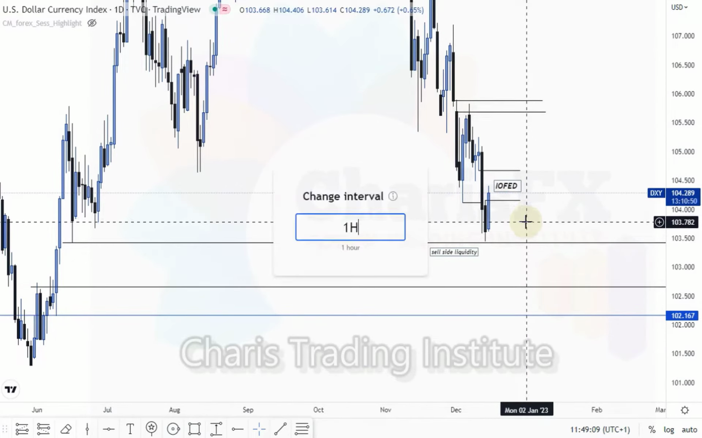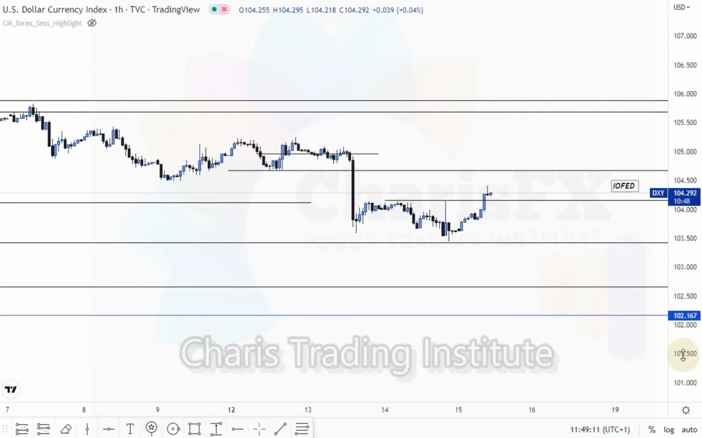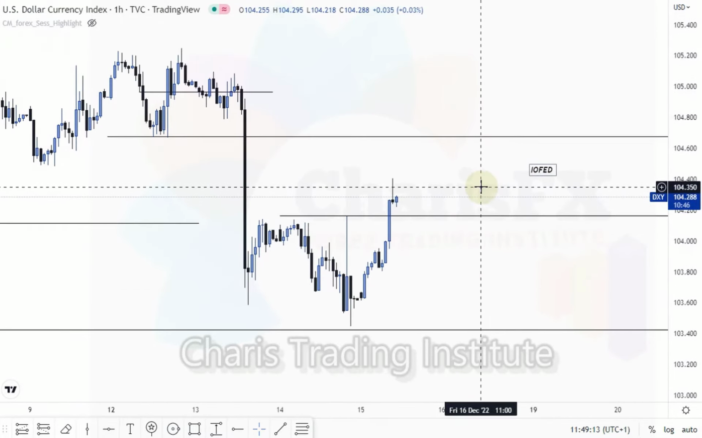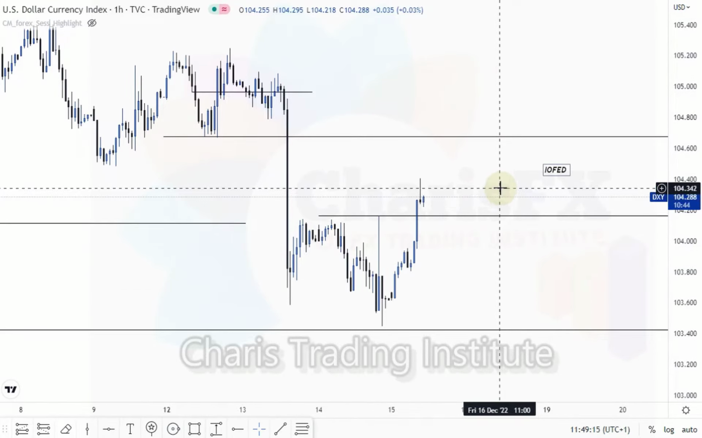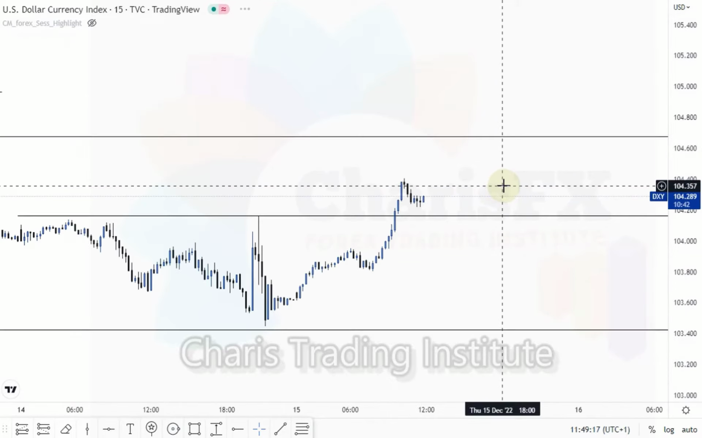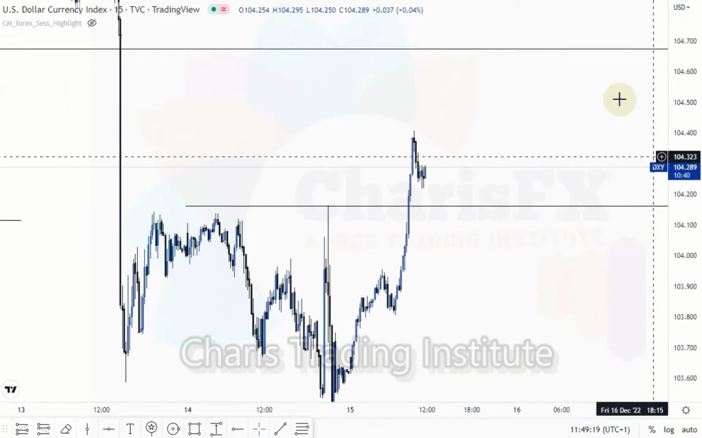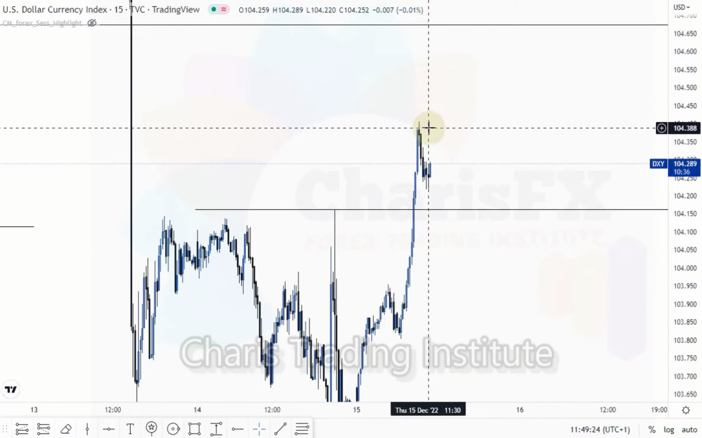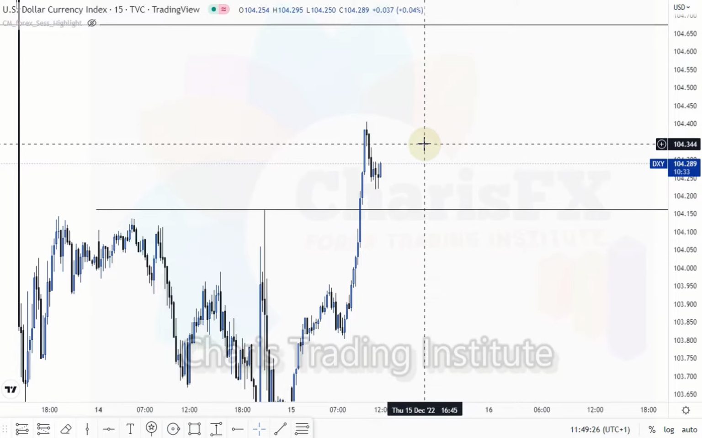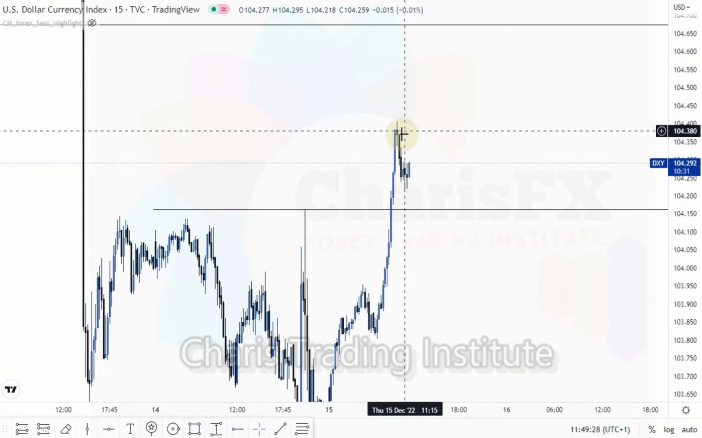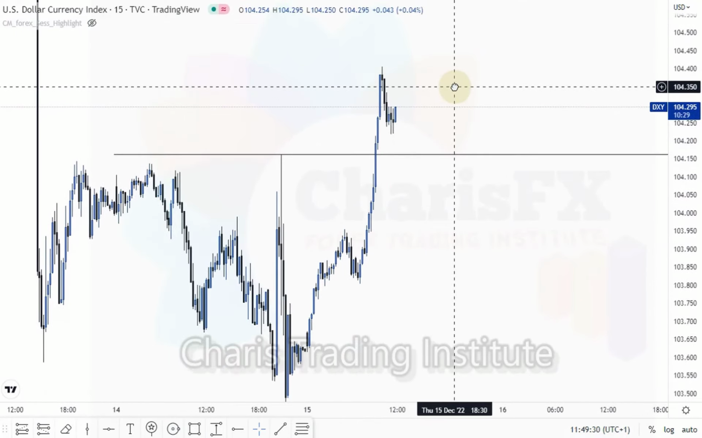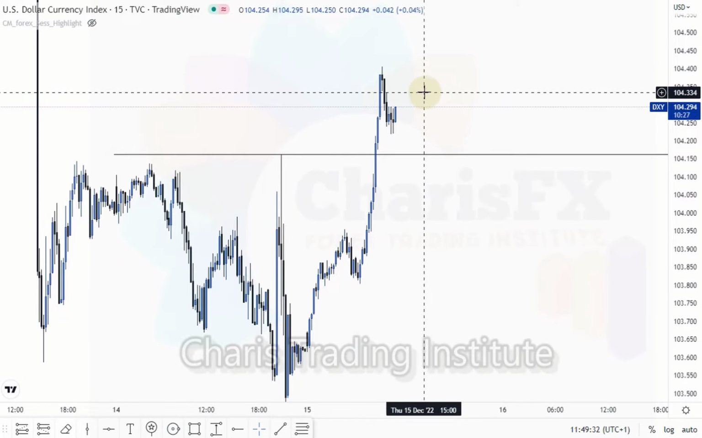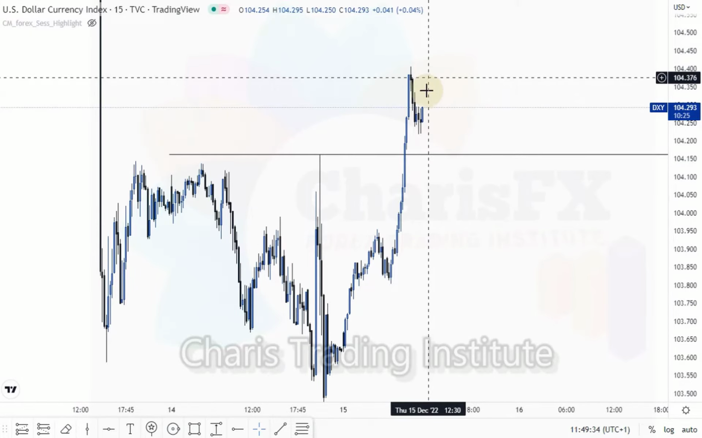Let's go to the hourly time frame and see if we can find something. On the hourly time frame, nothing is giving us confirmation to start selling yet, but when we see confirmations, we will start selling. So how are you going to frame your sell setups here? Wait to see a break of market structure on the 1 hour or on the 15 minutes.